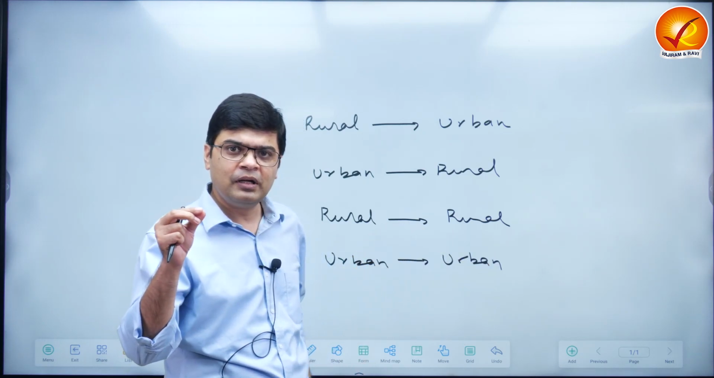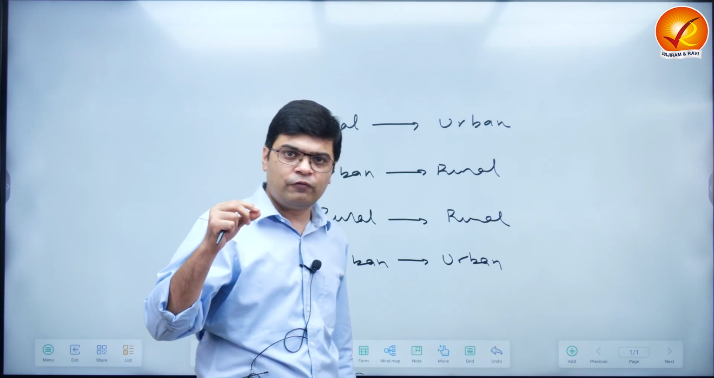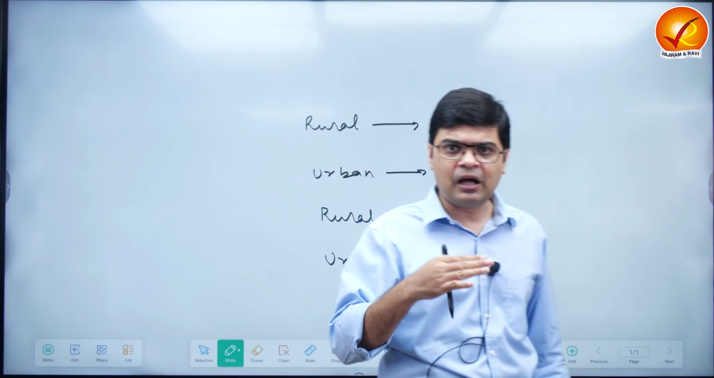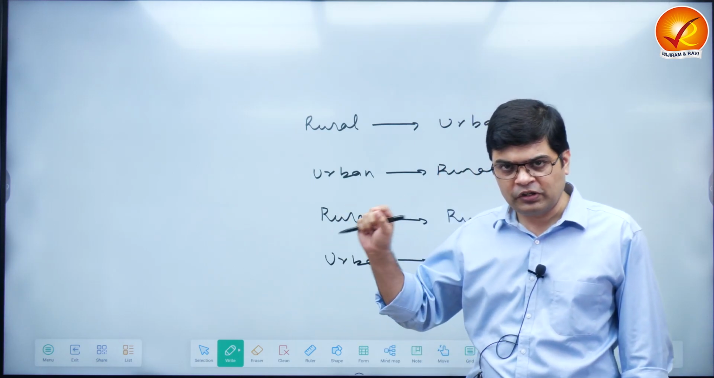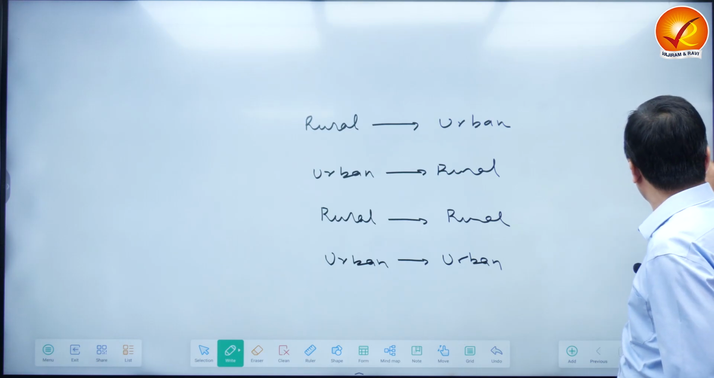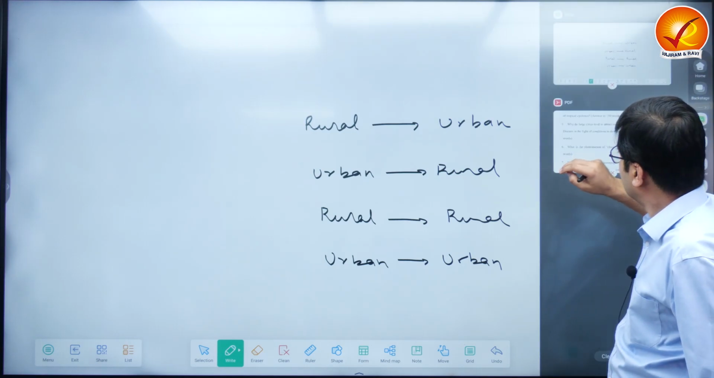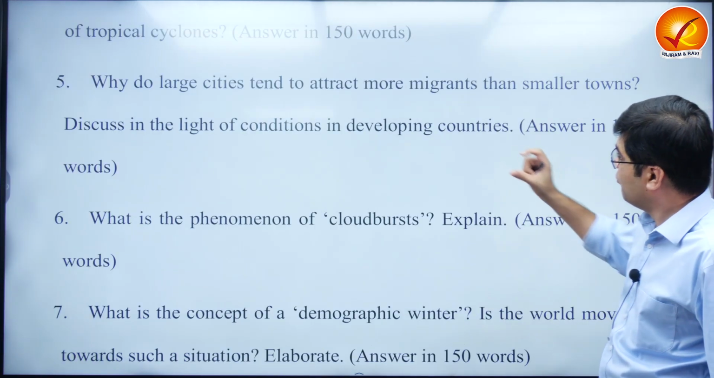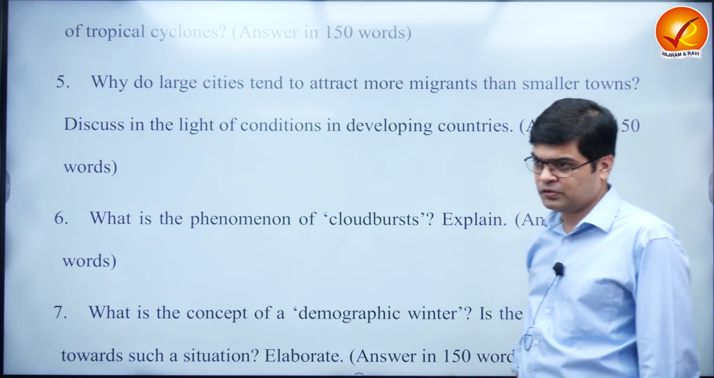Let's say I'm migrating from Delhi to Mumbai, or from Pune to Mumbai, or from Mysore to Bangalore. All of these are urban areas. There may be differences in size, there may be differences in location. The question basically asks why we have migration largely. Why do large cities tend to attract more migrants than smaller towns?